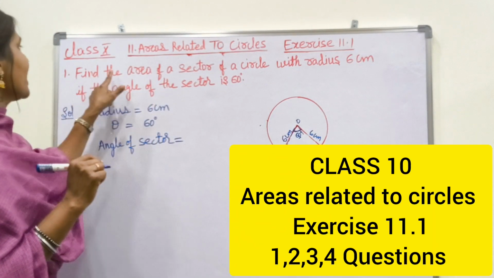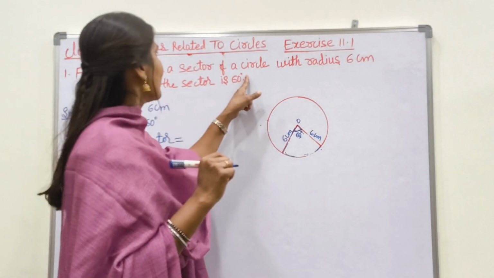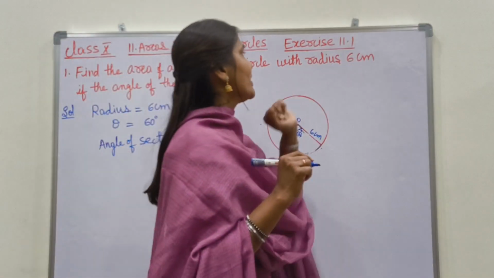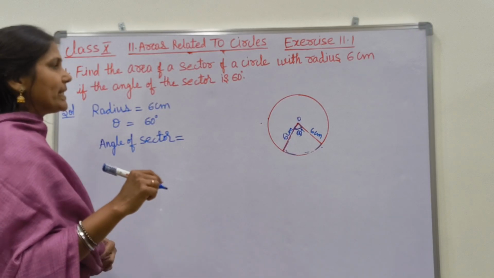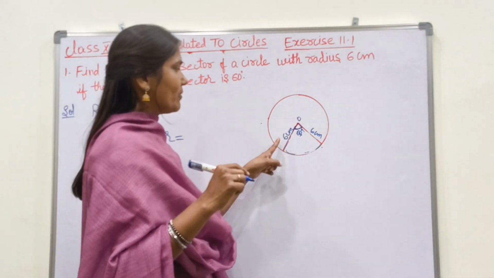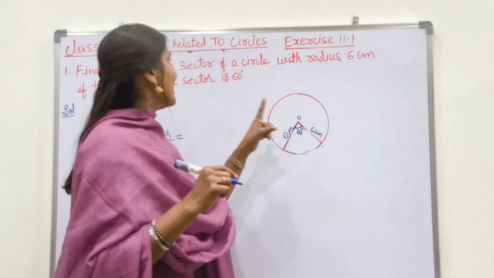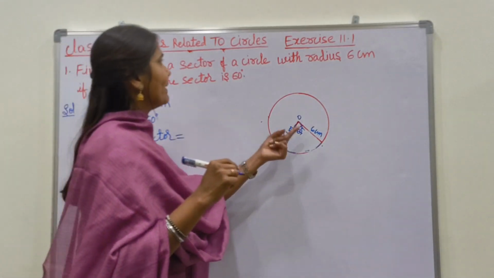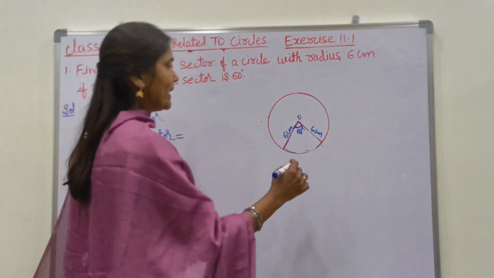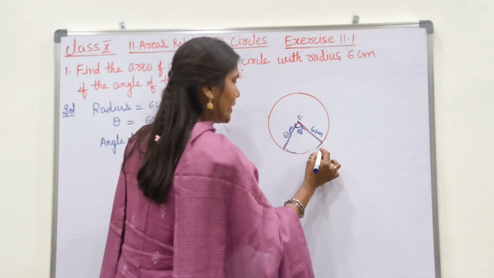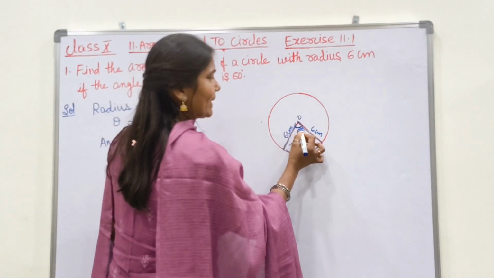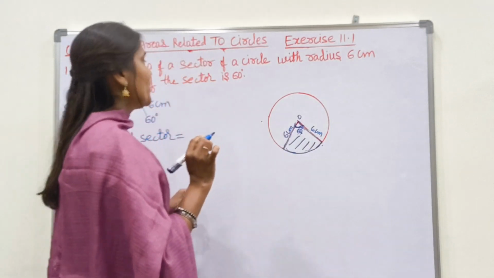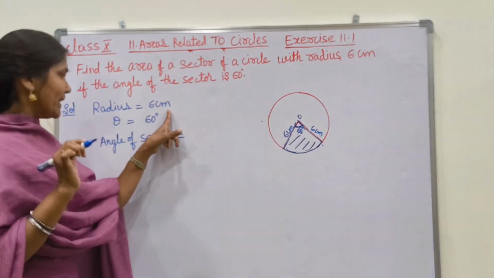See here, first question, what is there? Find the area of a sector of a circle with radius 6 centimeter. The angle of the sector is 60 degree. Here the radius is given, 6 centimeter. Sector means radius to radius, the arc middle region is a sector. This sector's degree is 60 degree. So first you write here, radius is equal to 6 centimeter.